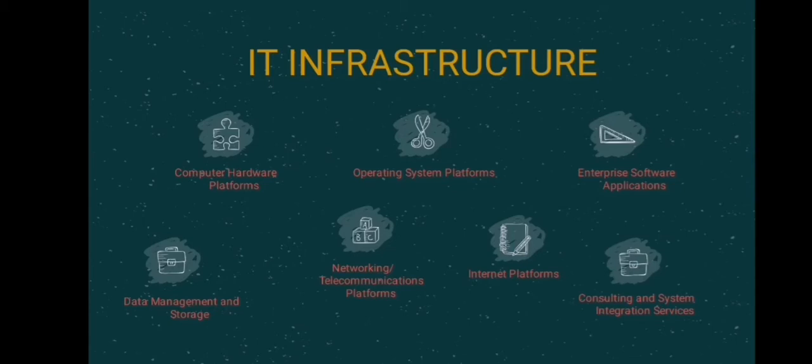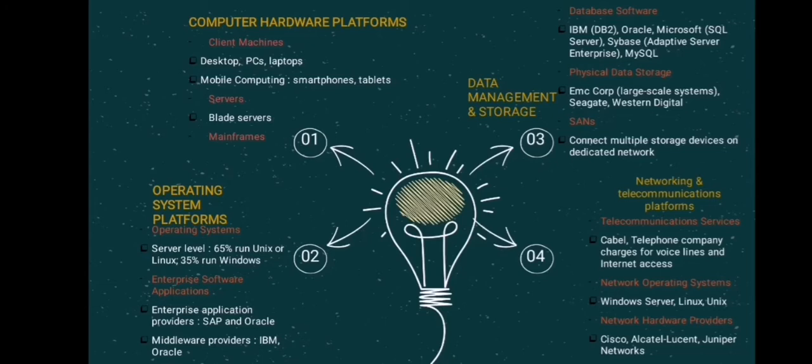There are 7 infrastructure components. First is computer hardware platforms, second operating system platforms, then the third one is enterprise software applications. The fourth one is data management and storage. Next is networking, telecommunication platforms, and then internet platforms. The last one is consulting and system integration services. After this, we go through one by one about the infrastructure. Okay, so we go to the next slide.